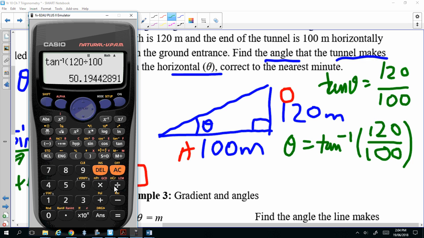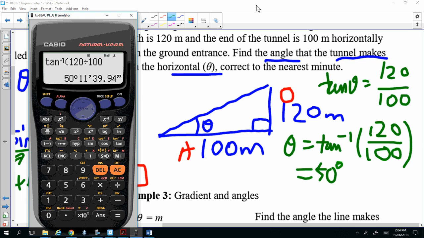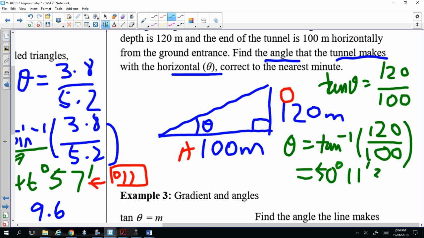Okay, now this time you have to round up. See, this is 39 seconds. There's 60 seconds in a minute. This is more than half, isn't it? So whenever it's 30 seconds or more, you have to add 1. So let's write down the full display first. So you get 50 degrees, 11 minutes, 39.9794 seconds. But you round to the nearest minute. So therefore you go 50 degrees, and because this is 30 or more, it becomes 12 minutes. Okay? Because it's 30 or more.